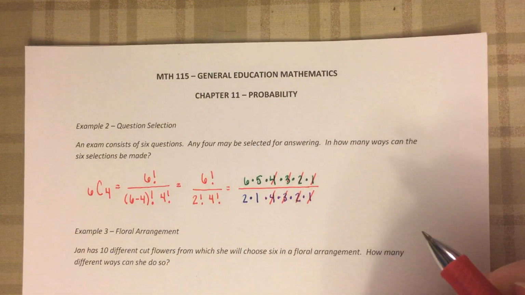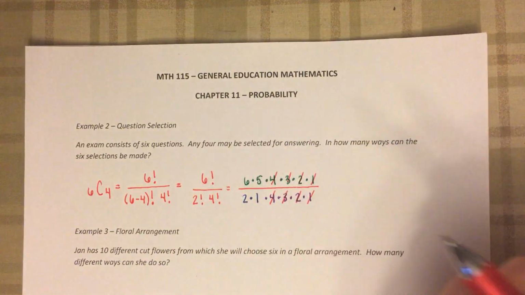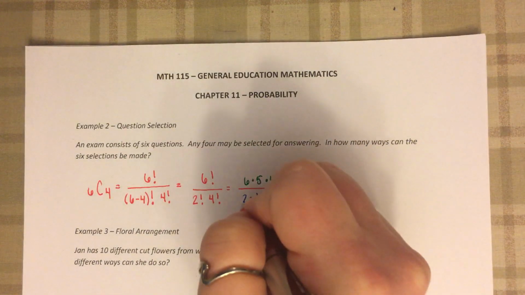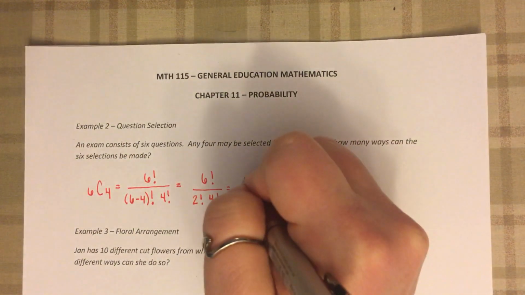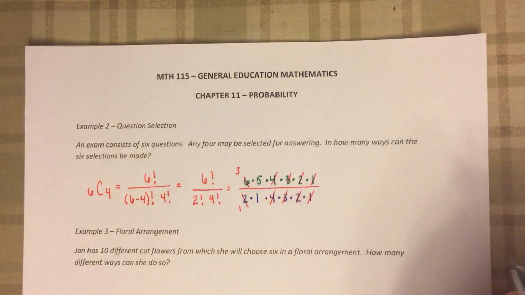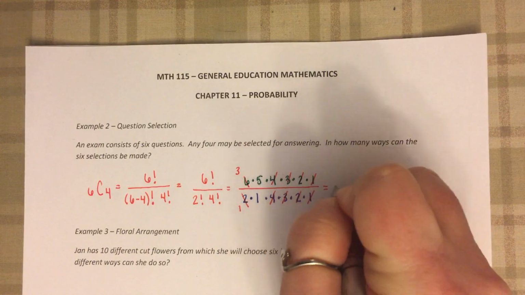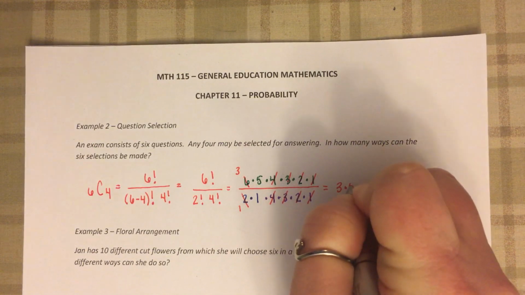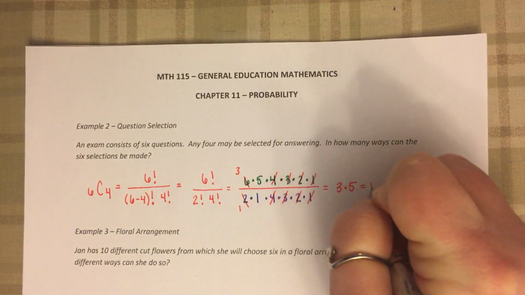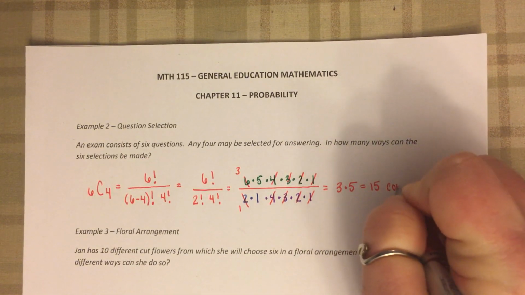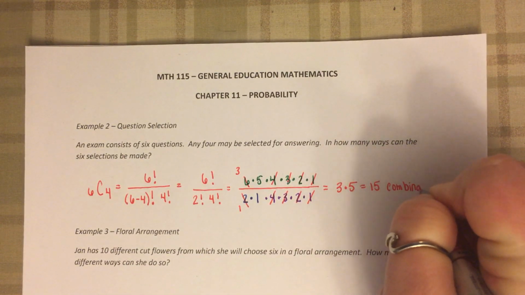Right, and then I'm going to go ahead and divide and cancel with this 6 and this 2. 2 goes into 2 twice, so that's going to leave us with a 1. 2 goes into 6 3 times, so that leaves us with a 3. And we multiply what we have left. Well, we have 3 times 5 over a bunch of 1s, so really just 3 times 5. 3 times 5 gives us 15 combinations.